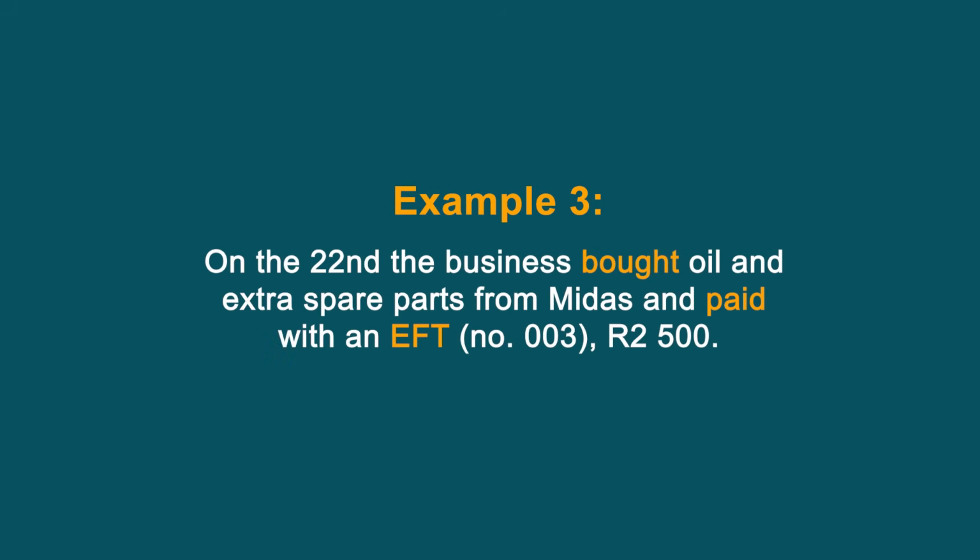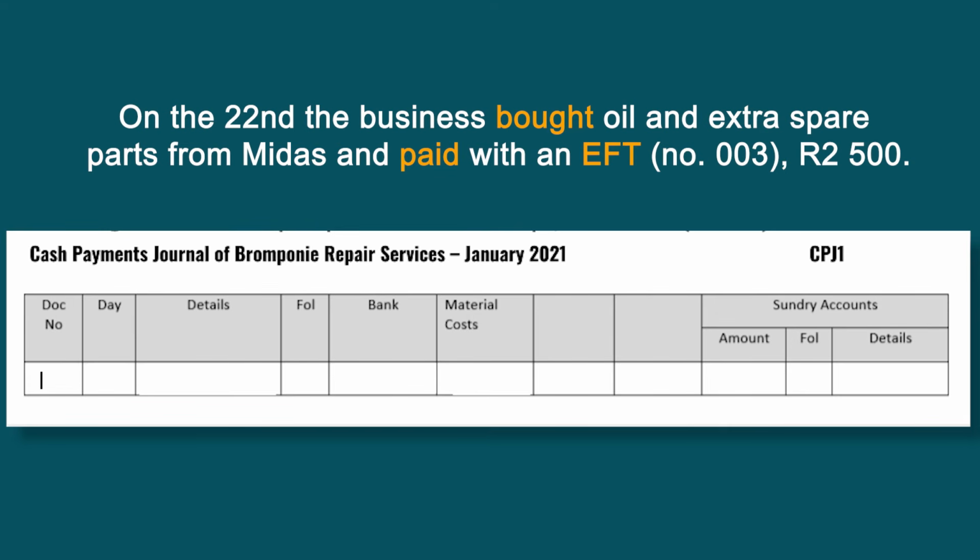On the 22nd, the business bought oil and extra spare parts from Midas and paid with an EFT number 003 for 2,500 Rand. Remember, our golden rule is stop, evaluate, and move on. This transaction will look as follows. The EFT number 003 will be recorded in the doc number. The day is the 22nd of January. Midas will be recorded in the detail column. The bank column will be recorded with 2,500 Rand, and the 2,500 Rand will also be recorded in the material cost column, as oil and extra spare parts is material costs. Okay, grade 8s, let's look at our final example.